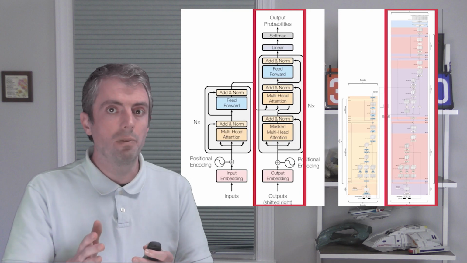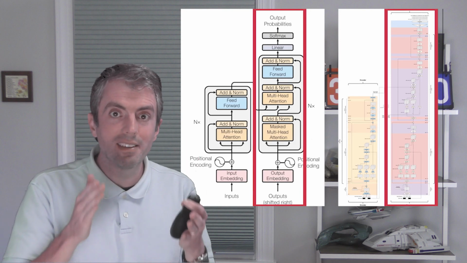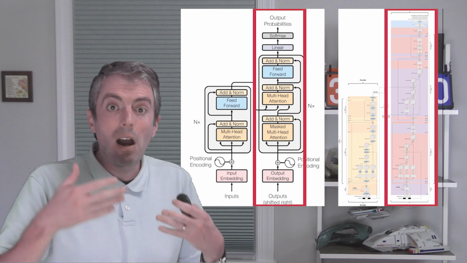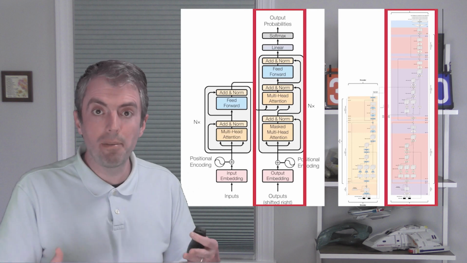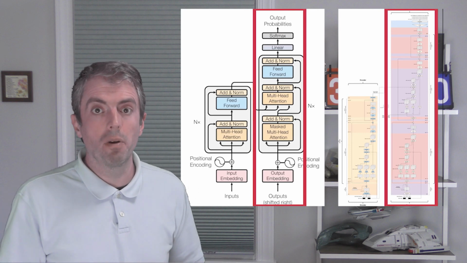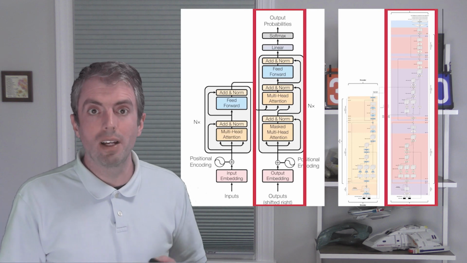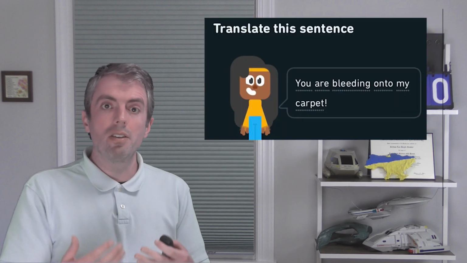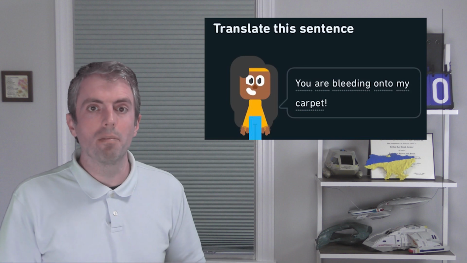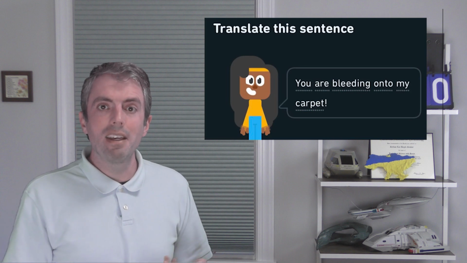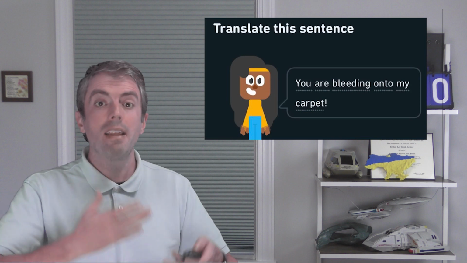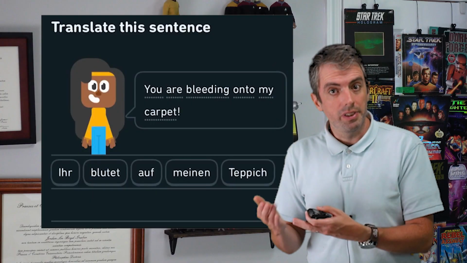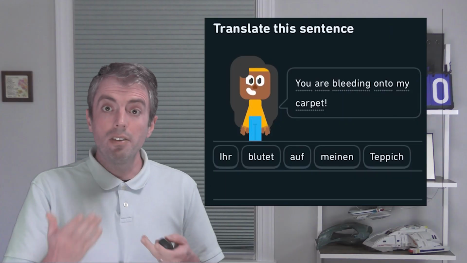But the first question we need to answer is, what does a decoder do? It needs to output something from a vocabulary. In the original transformer paper, they looked at two tasks, translation and parsing. Let's review what that looks like. In translation, you have an English sentence like, "You are bleeding on my carpet," and then you need to produce, say, the German sentence, "Ihr blutet auf meinem Teppich," string in, string out.